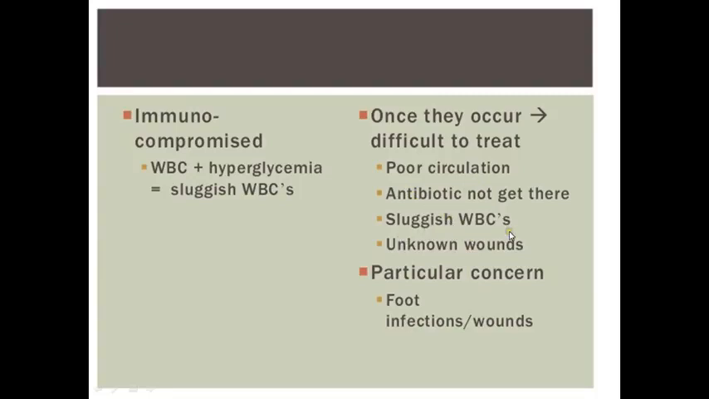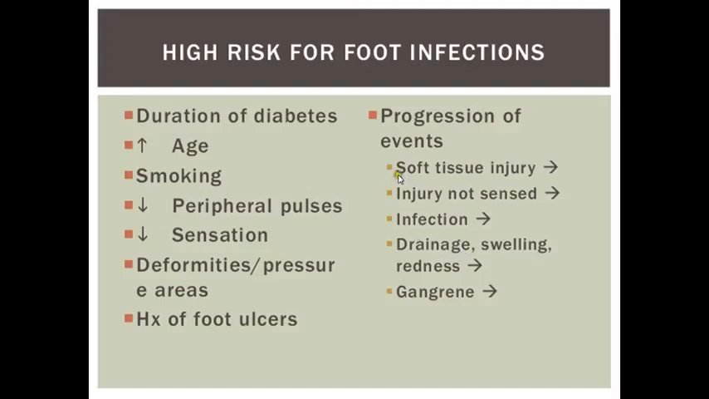With the sluggish WBCs, we often do not know where exactly the wounds are. The concern is that foot infections and foot wounds are of particular concern. High risk for foot infections depends on duration of diabetes, increased age, smoking, and decreased peripheral pulses, so if peripheral vascular disease is present, there is high risk. If there is decreased sensation, so neuropathy, or already deformities or pressure areas, or a history of foot ulcers, then there is high risk for foot infection.